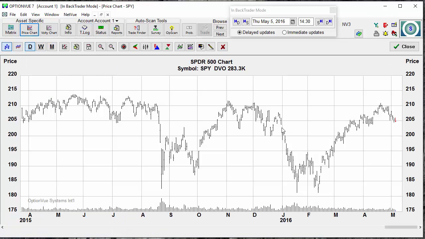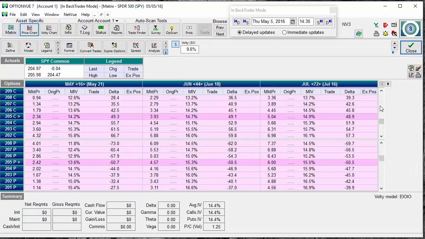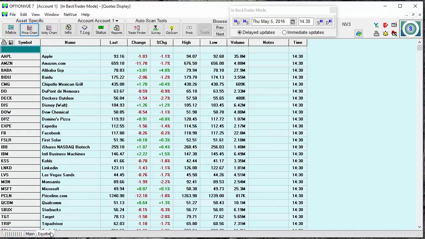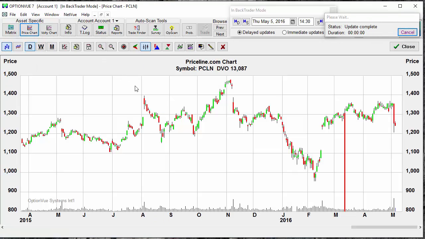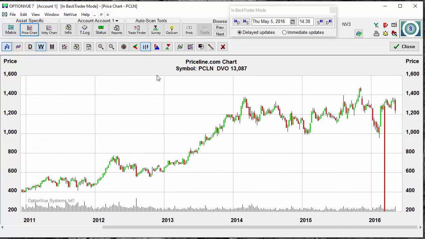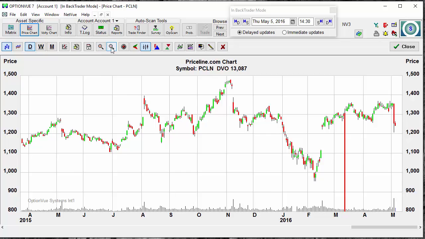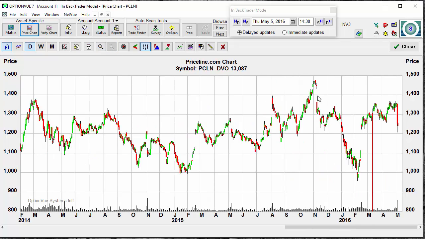You can certainly have gap risks with the ETFs and with the indexes, but if you look at a chart like this, which is the SPY, there are much fewer gaps and much fewer surprise announcements than if we went into something, say, like Priceline, for example. If we look at a price chart of Priceline, there are some really significant gaps. We'll go weekly back here.